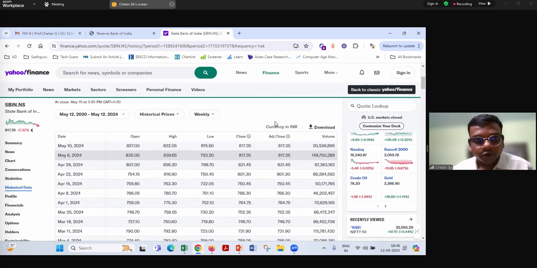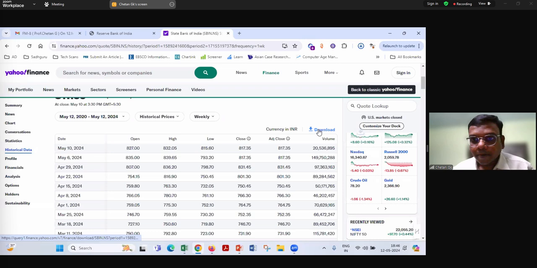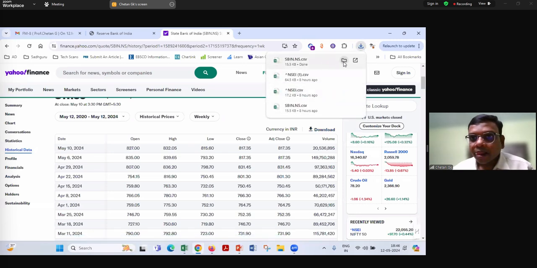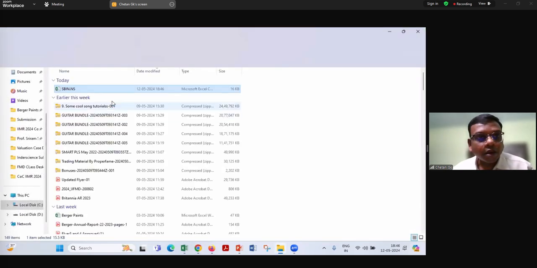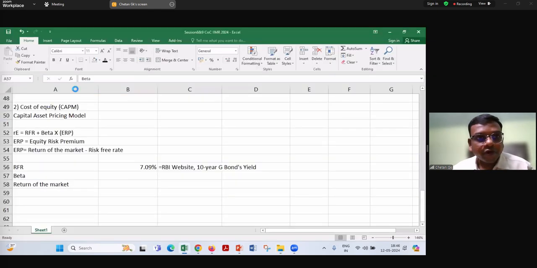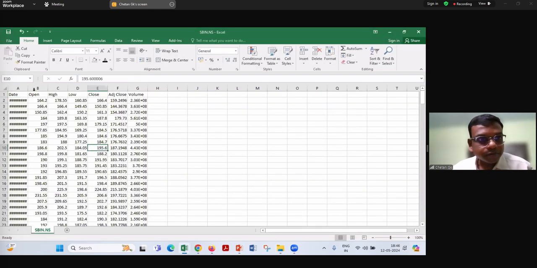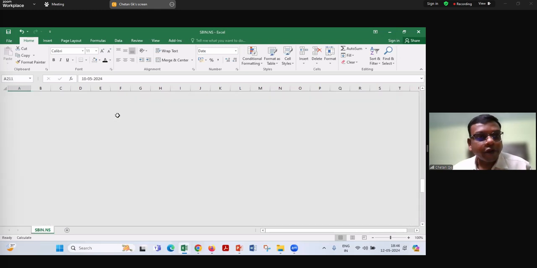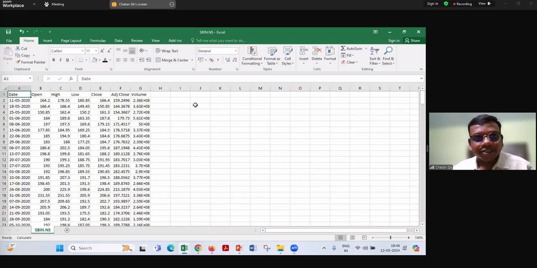So after this, what I do is I'll just click download. Okay, so I've taken up. You can see from 2020 till 2024. Hope the Excel is visible, everybody. Okay, so which one are we supposed to be taking up? Open, high, low, close, adjusted close. Which price should we be considering and why? Close price, because NAVs are calculated on close, so that's why we do.